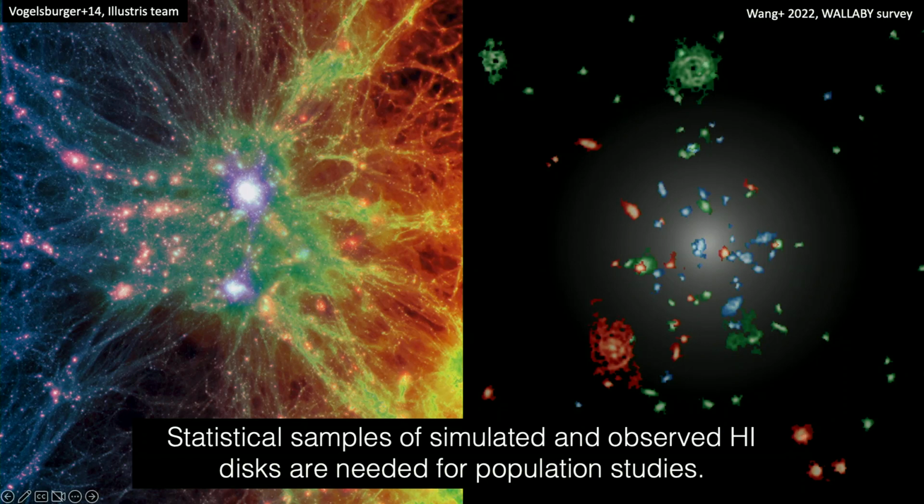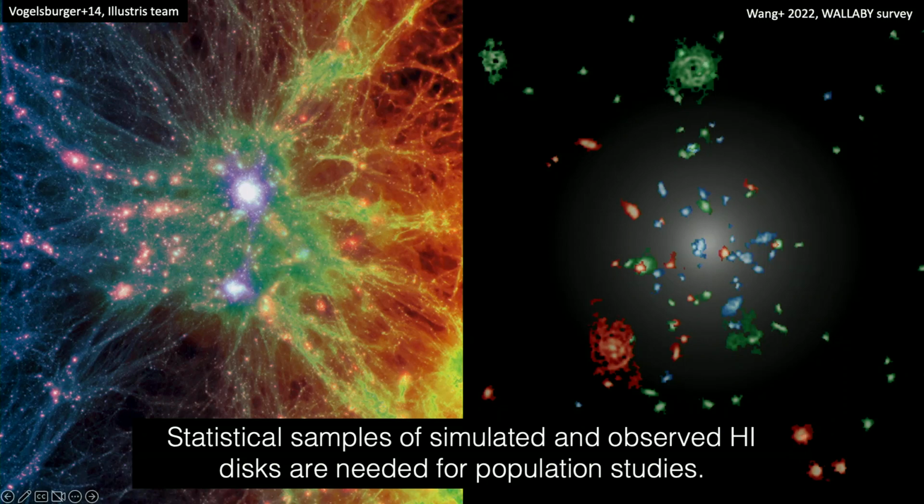So what we want are statistical samples of simulated and observed H1 disks. And so on the simulation side, there are larger and larger simulations that are being run with more sophisticated hydrodynamics, and also higher spatial resolution, that better mimic the process of star formation and feedback. And so simulations are delivering statistical samples of galaxies that predict what we observe in the local universe.